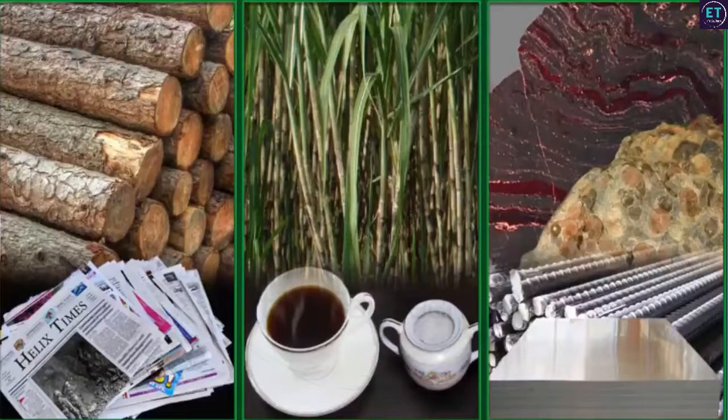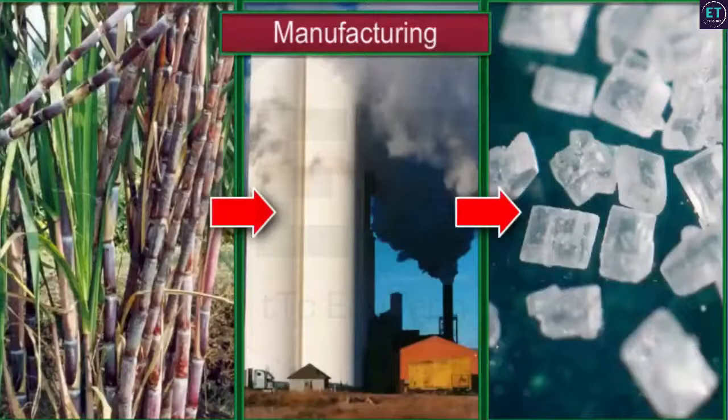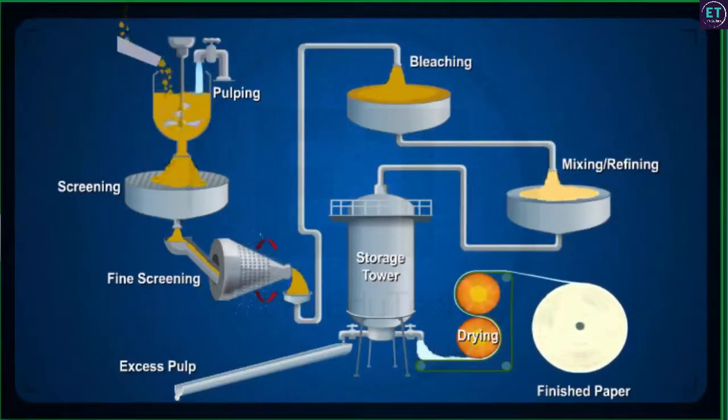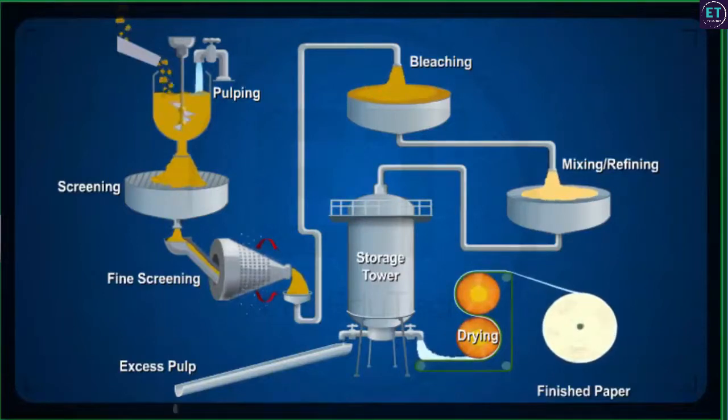Let us understand what we mean by manufacturing. The process of using raw material to produce more valuable goods in large quantities is called manufacturing. The diagram here shows how wood is used as raw material to manufacture more valuable paper in large quantities.